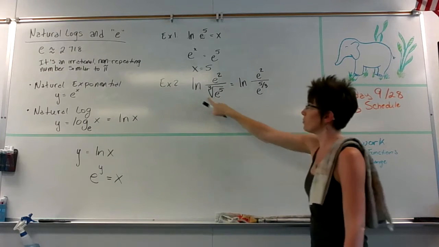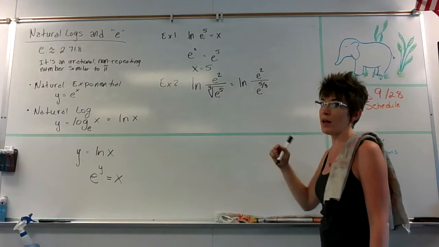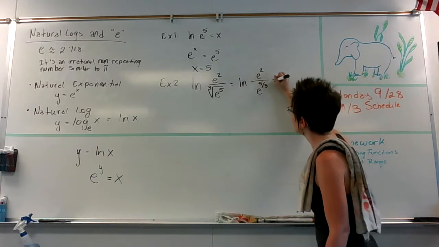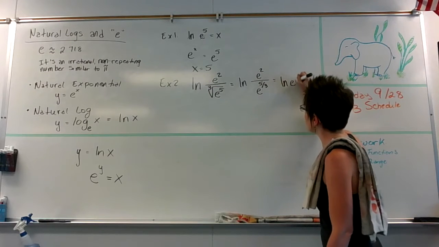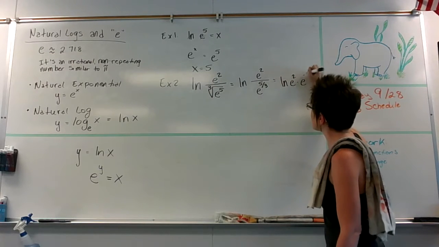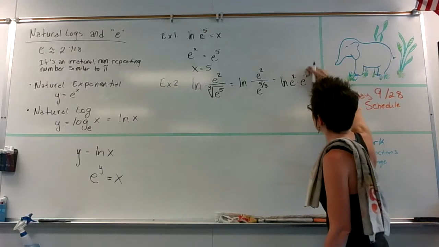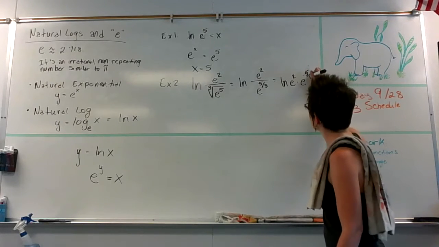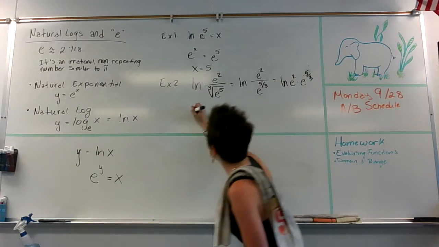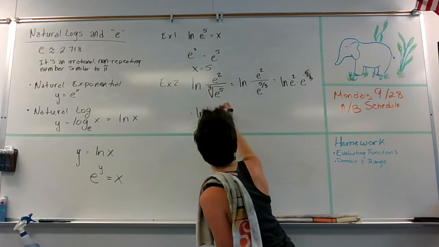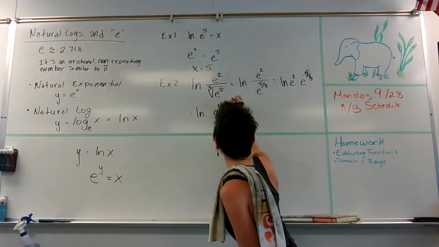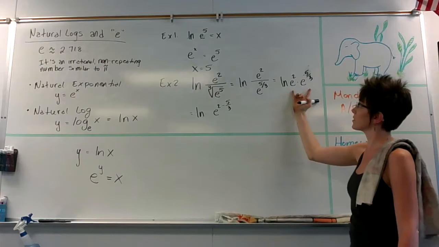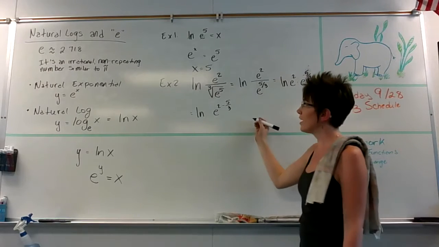The cube root becomes a fractional power this way, and if I want to bring this term up, I simply make the exponent negative. So this would look like the natural log of e squared times e to the negative 5 halves power. 5/3. How about 5/3? And we can continue this work where it's e to the 2 minus 5/3. So when the bases are the same, I add those exponents.